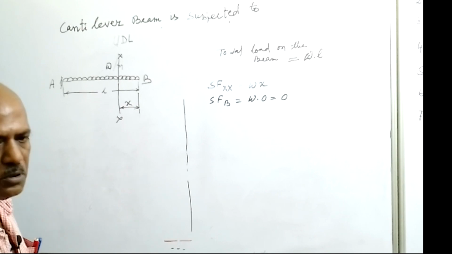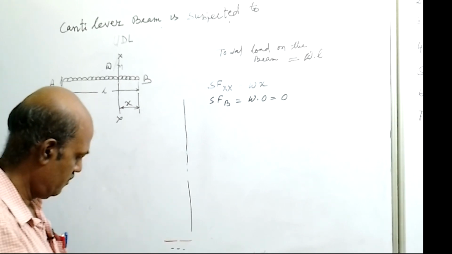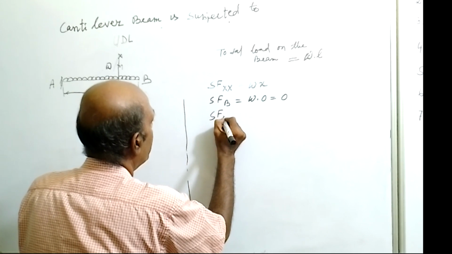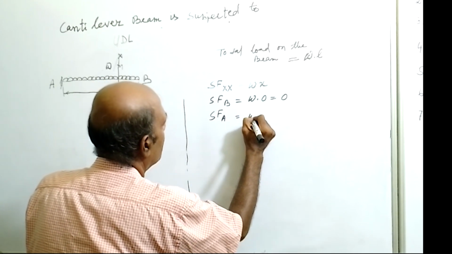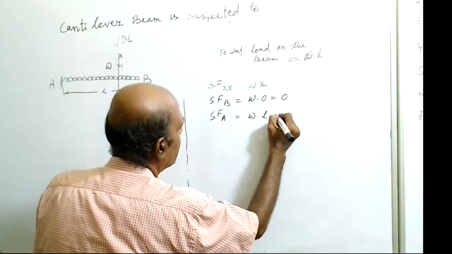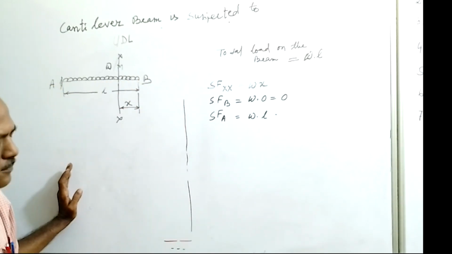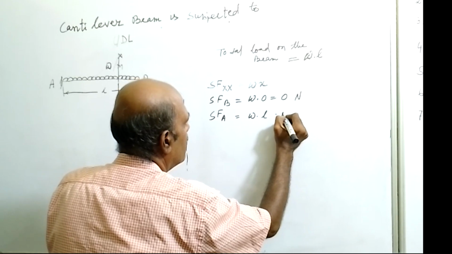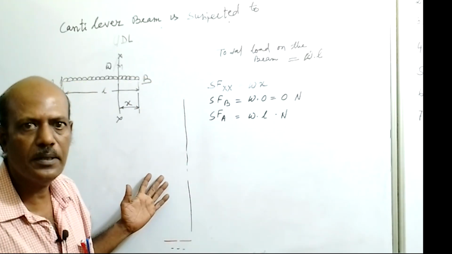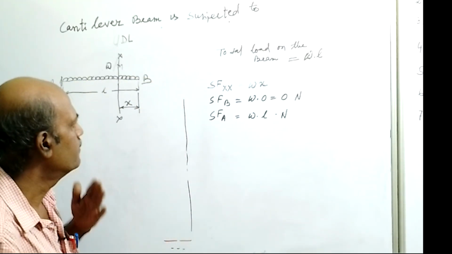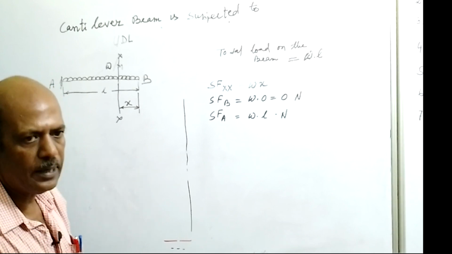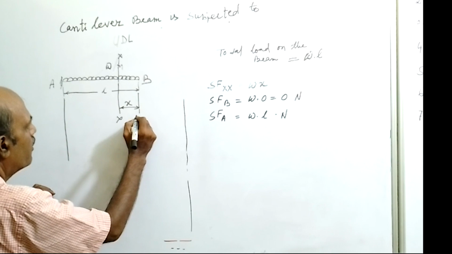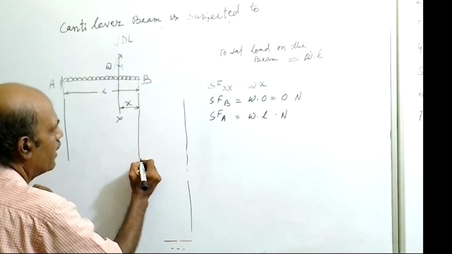Now slide the section to point A. So we will get shear force at point A, and that will be w into length, that is wL. Okay, so it is in Newton. If it is given in Newton, it will be Newton. If it is given in kg, it will be in kg. So with this information, we will draw the shear force diagram.